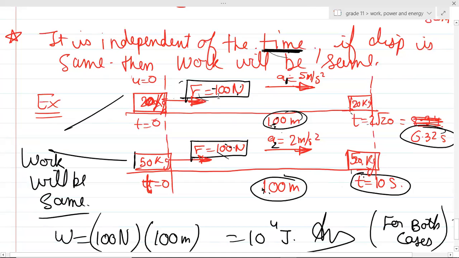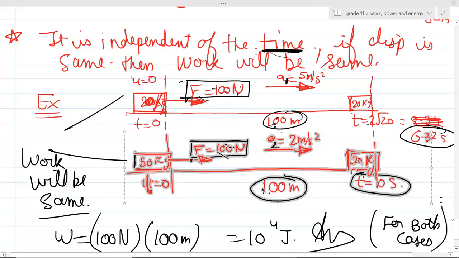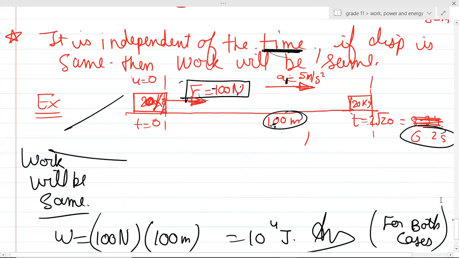My brother, someone please explain this to him. Anyone? Sir, please try to make me understand. No, I am telling you, look. It is the same force, 100 Newton. Just suppose this case doesn't exist, this case is not there.